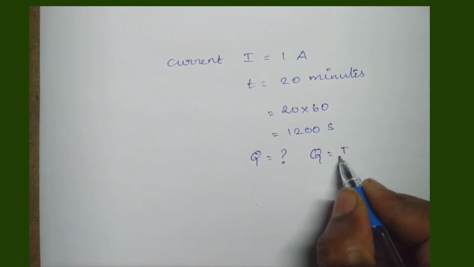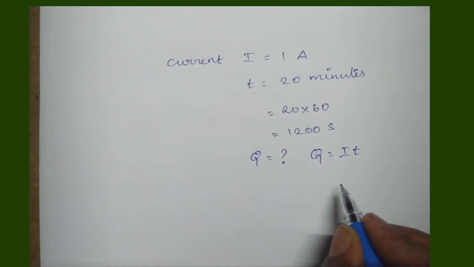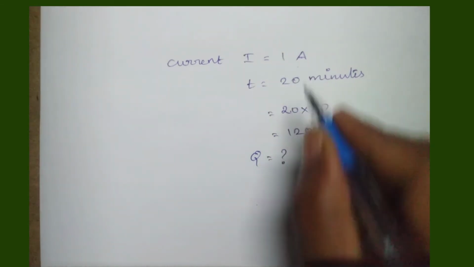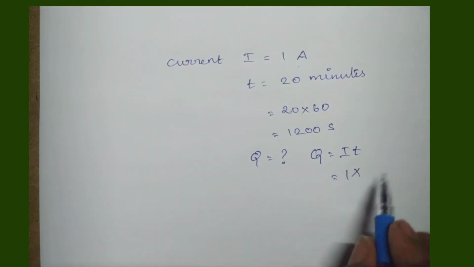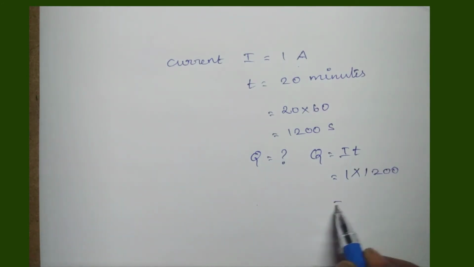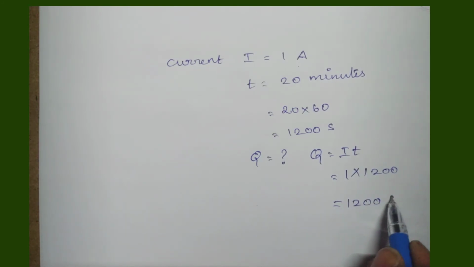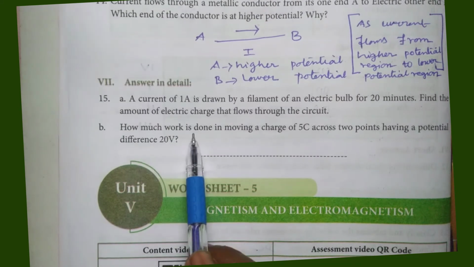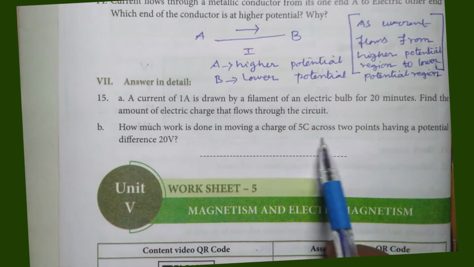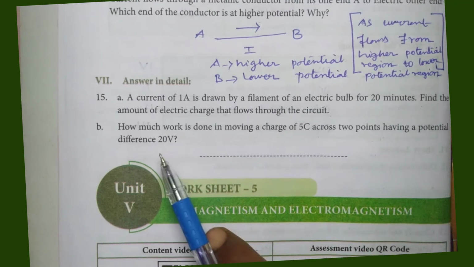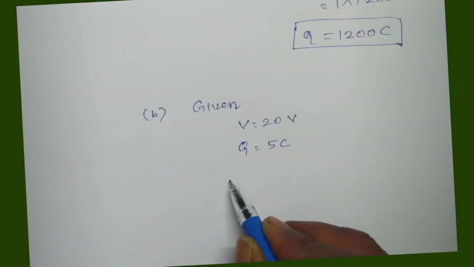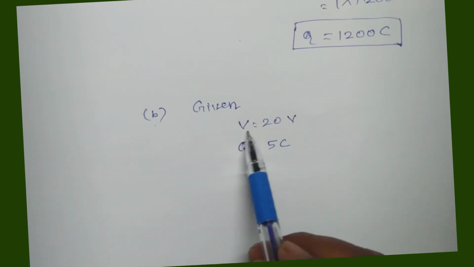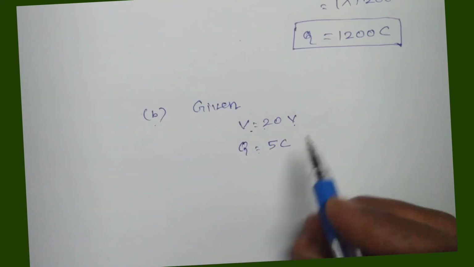We should know the value of Q. Q is equal to IT. For I substitute 1 ampere and for T substitute 1200. Then what will be the answer? Q is equal to 1200 coulomb. Next one is, how much work is done in moving a charge of 5 coulomb across 2 points having a potential difference 20 volt? First of all, let us collect the information given. V is equal to 20 volt and Q is equal to 5 C.